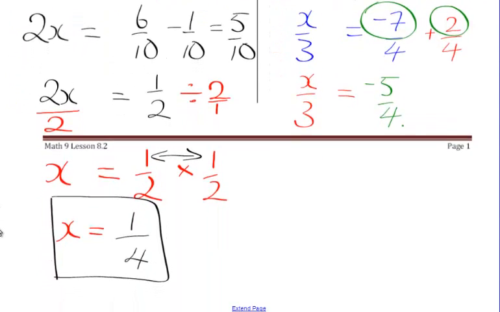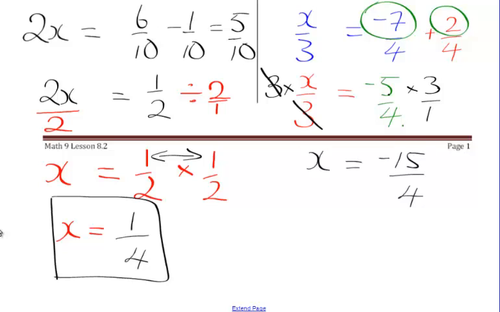On the left-hand side, we've got x divided by 3. So doing the inverse of that, we're going to multiply by 3, multiply by 3. The 3's cancel out. We're left with a single x is equal to, now think of this, it's like 3 over 1. Negative 5 times 3, negative 15. 4 times 1 is 4. Now that's an improper fraction, isn't it?